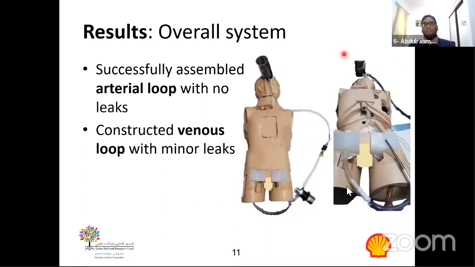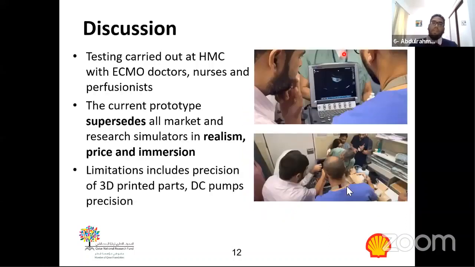The overall systems of the arterial and the venous loops were connected. The arterial had no leaks and ran very nicely. The venous loop had minor leaks that we're working on and will continue to work on. For discussing the results, we carried out an important test with HMC's doctors, ECMO doctors and nurses, and perfusionists.